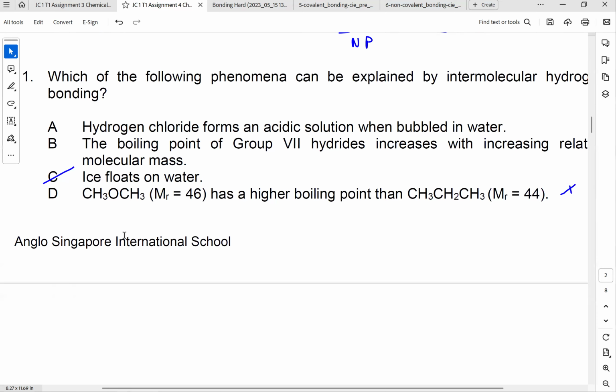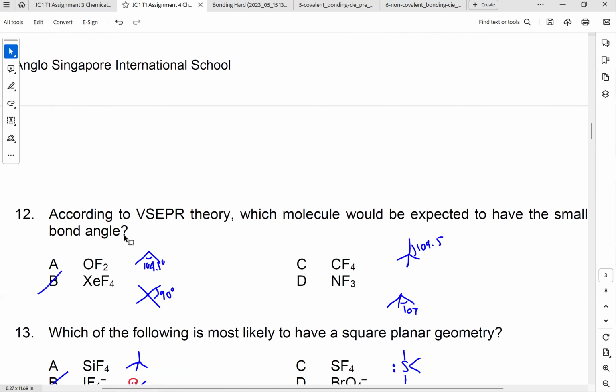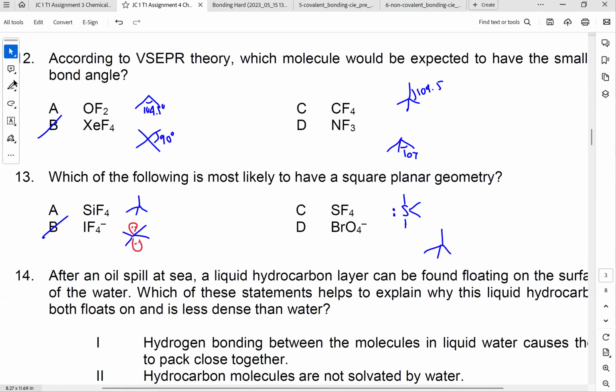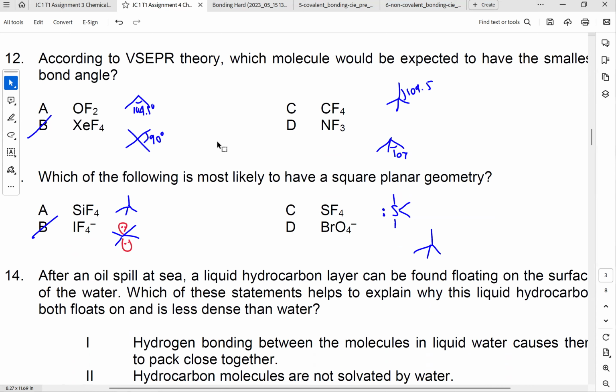Number 11. Any problem? Number 11? Okay, now 12 to 15. Can you explain 12? Yes. The smallest bond angle, that means, okay. What was your answer? Who asked the question? Ashley? What was your answer?